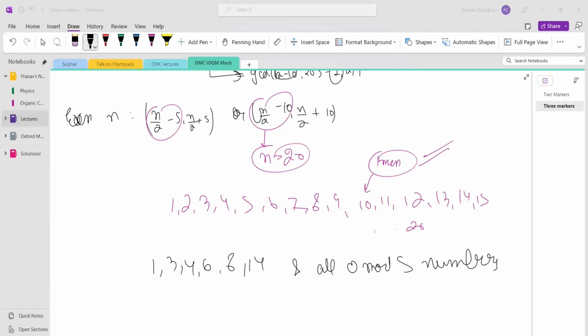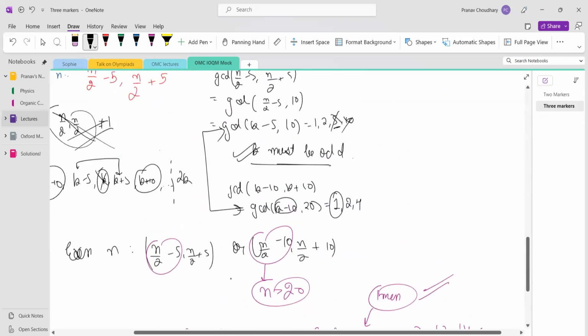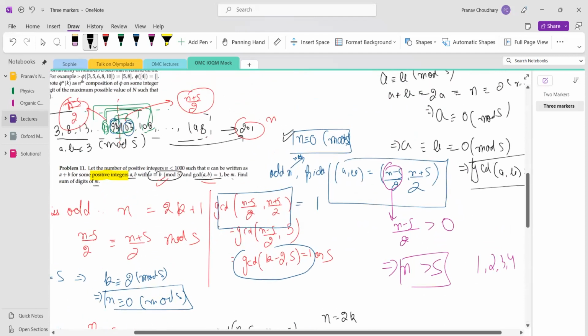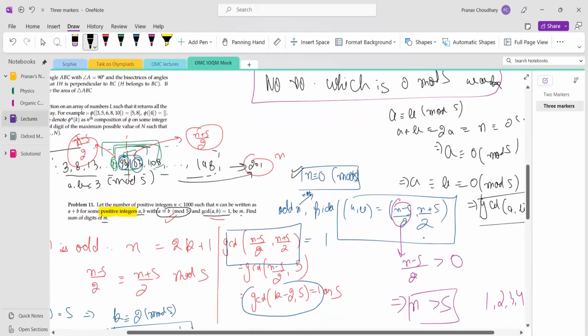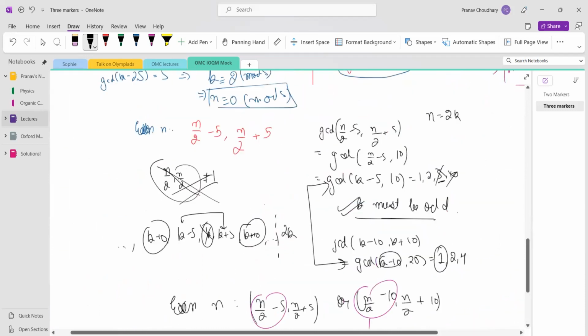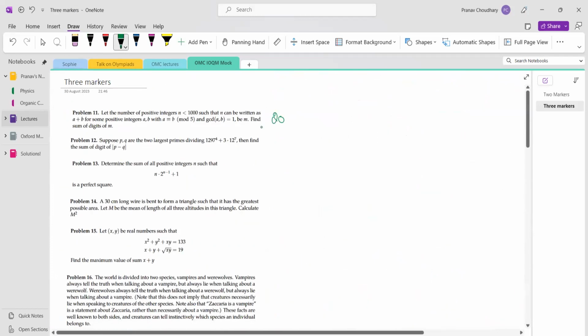So the number of numbers which work comes out to be 794. You can calculate that. I'm not doing the basic computation here. So M is 794 and we have to find the sum of digits. So the sum of digits will be 20. So the answer to this problem is 20. Okay, I'll write it in a better way. Problem 11, 20.